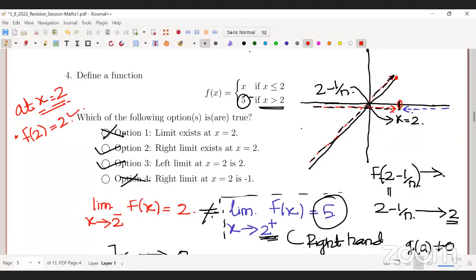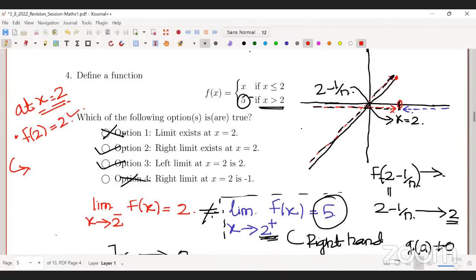So this is fine, right? The value of the function at 2 is 2. So I'm done with the first step. The next step is to check the limit, but we have already computed the limit. The limit of this function doesn't exist at that point, so I don't have to go any further.